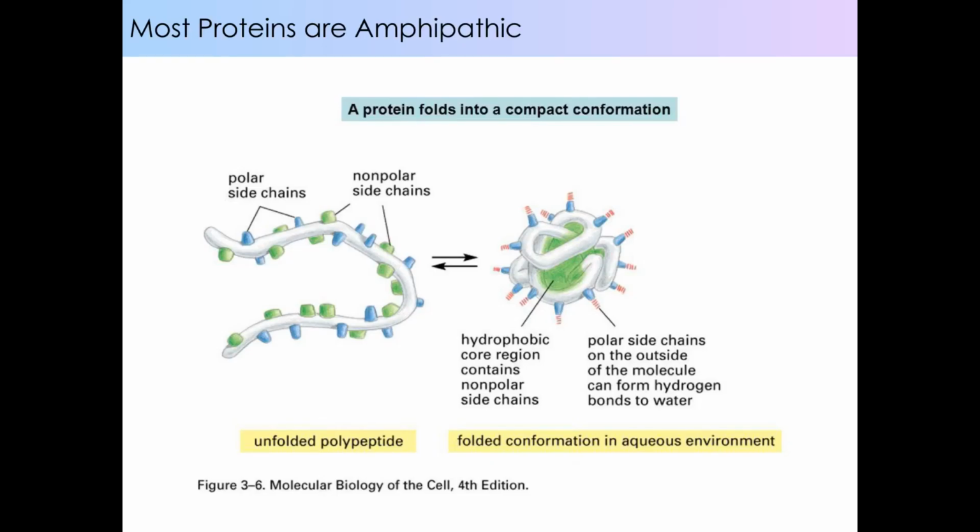Because most proteins are amphipathic, containing both hydrophilic and hydrophobic amino acid residues, hydrophobic interactions play a central role in protein folding. So protein folding is a balance between the tendency of hydrophilic groups to interact with water and the tendency of hydrophobic groups to avoid interaction with water.